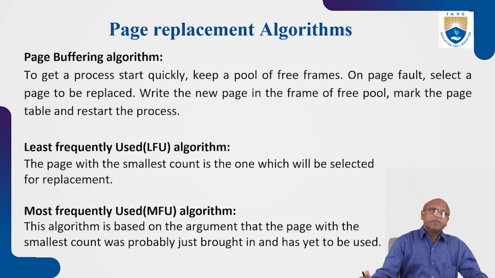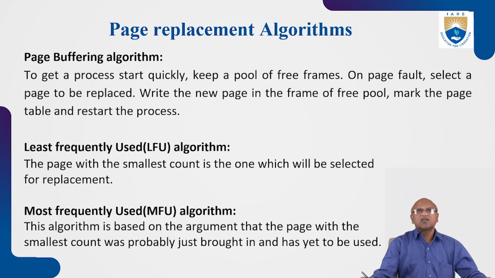There are still some page replacement algorithms available, such as the page buffering algorithm. To get a process started quickly, keep a pool of free frames. On a page fault, select a page to be replaced, write the new page into a frame from the free pool, mark the page table and restart the process. The next one is the least frequently used algorithm: the page with the smallest count is the one selected for replacement.